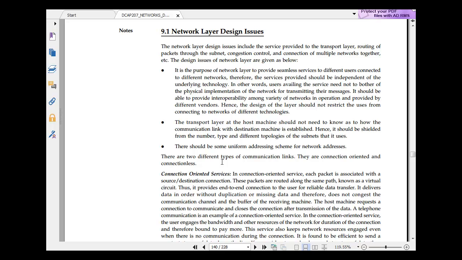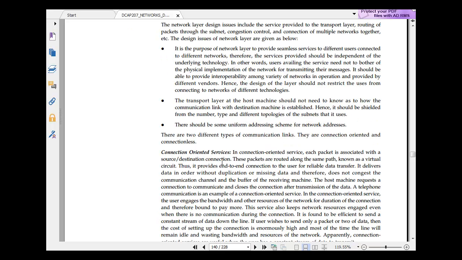Network layer design issues: the network layer design includes the services provided to the transport layer, routing of packets through the subnet, congestion control, and connecting multiple networks together. So this is also seen in operations research when you want to do supply chain management. So that's a place again where we see these things.